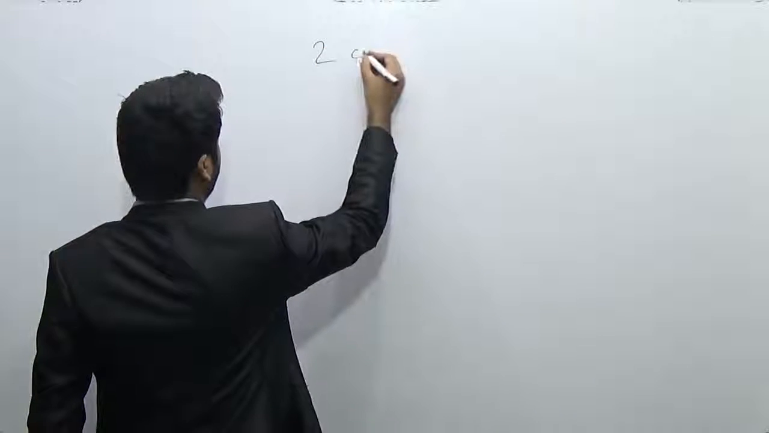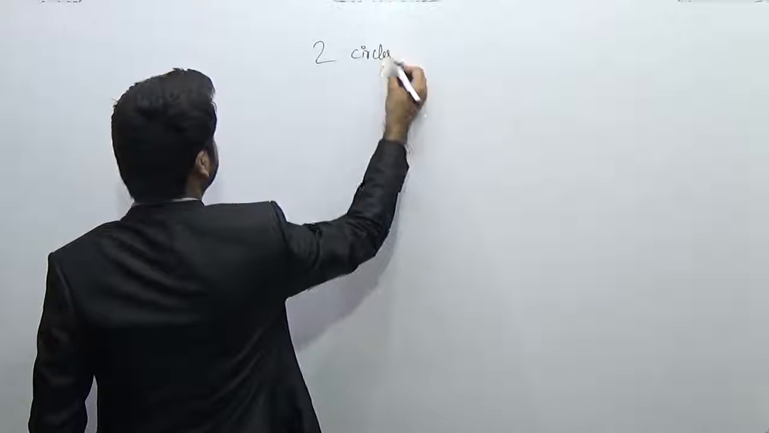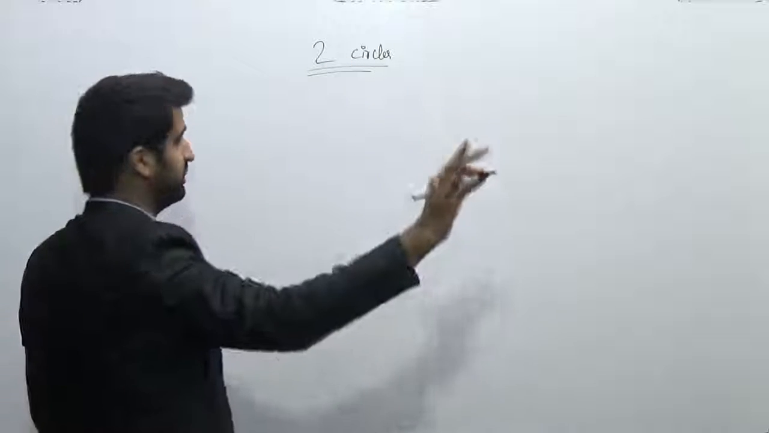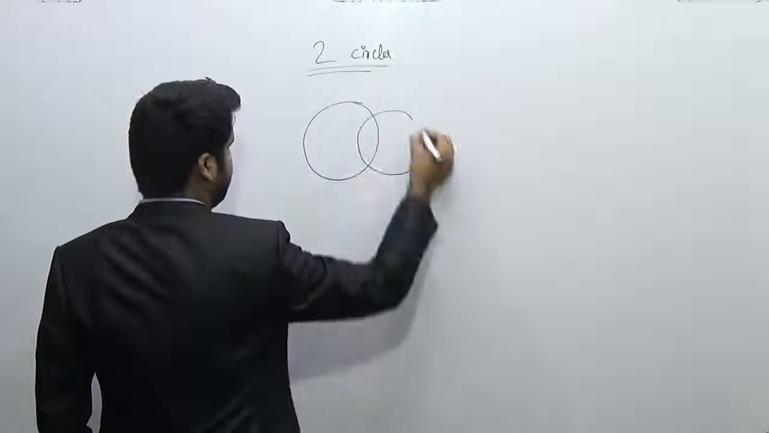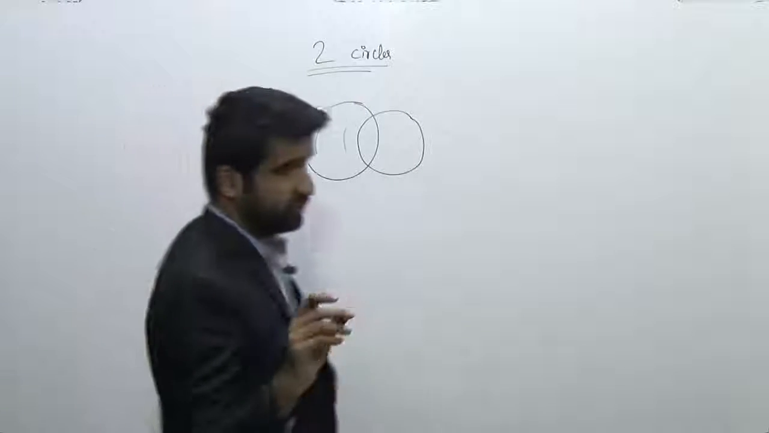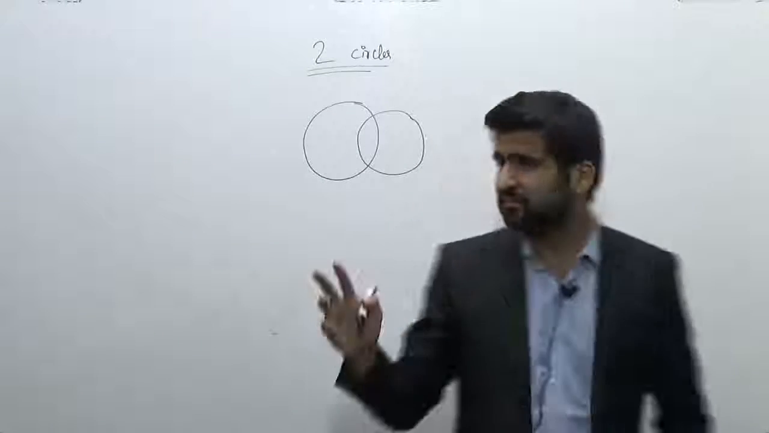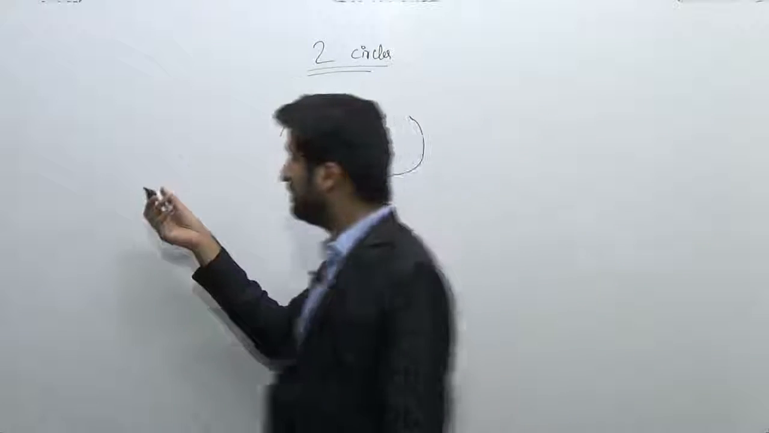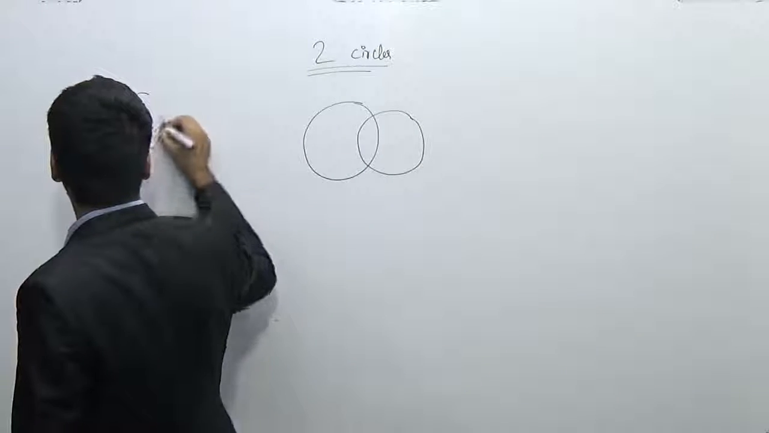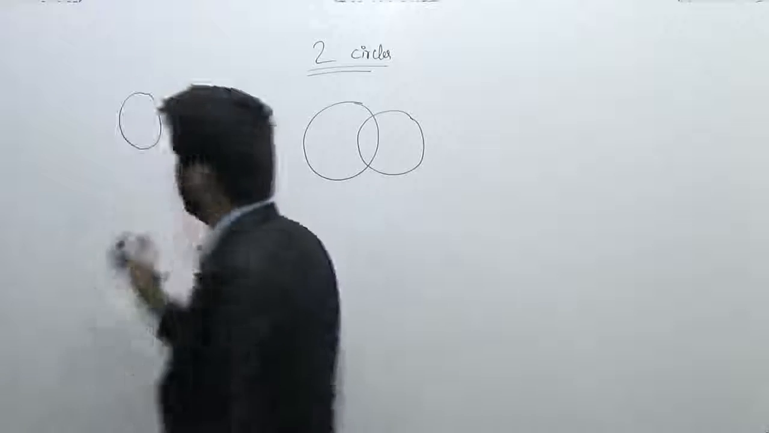concept. What will happen if we have two circles, right? First circle is here and second circle. Now, there can be many cases that if I'm given two circles, there can be 4 to 5 cases. The first case can be these circles are not intersecting at all.